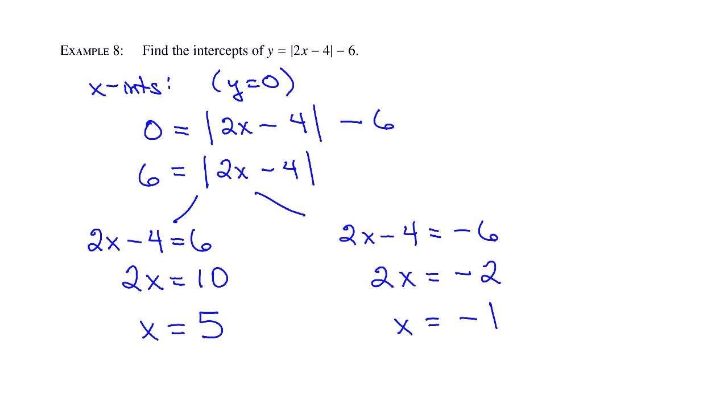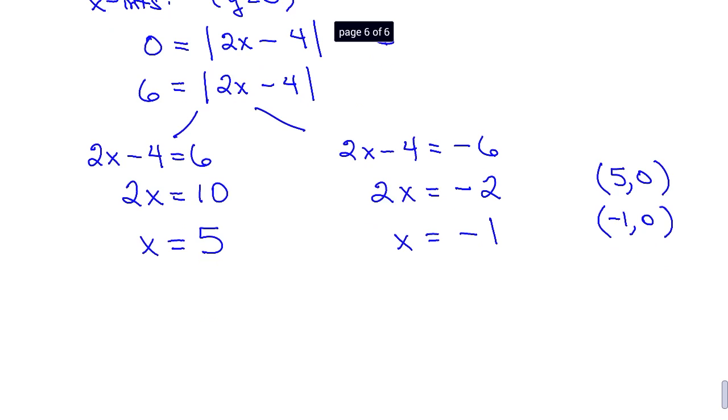Now remember that the x-intercepts are points where the graph intersects the x-axis. So we need to represent these as points. So the first one, where x is equal to 5, would be written as 5, 0, and the second one would be written as negative 1, 0. Because remember, the y is equal to 0 for the x-intercepts.